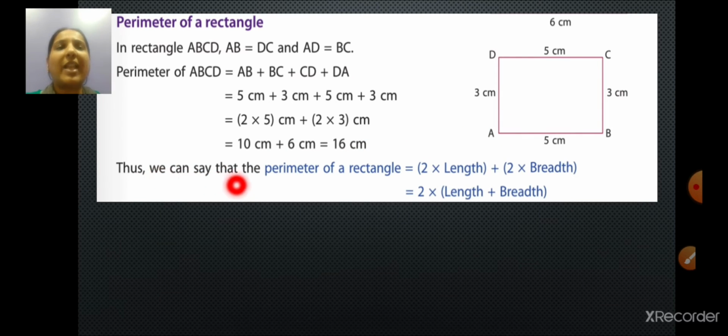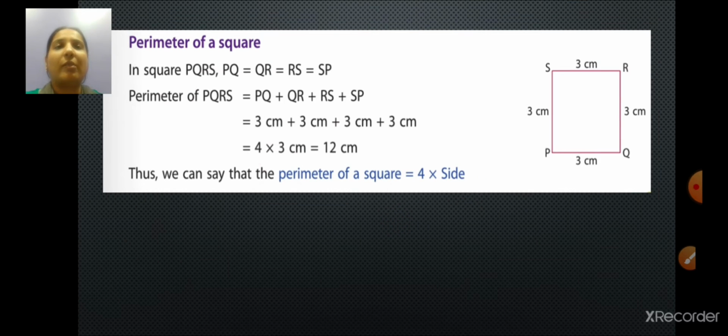So thus from this we can say that the perimeter of a rectangle is equal to twice the length plus twice the breadth. So from that we can just write this formula as 2 multiplied by, within brackets, length plus breadth. So to find the perimeter of any rectangle, we can use this formula to find the perimeter of the given rectangle. Okay. Now for the perimeter of a square, you can see this square here, PQRS.